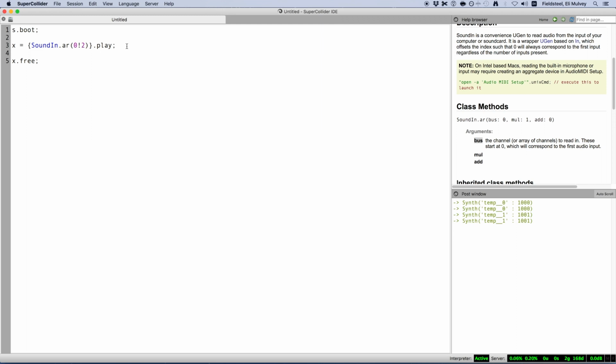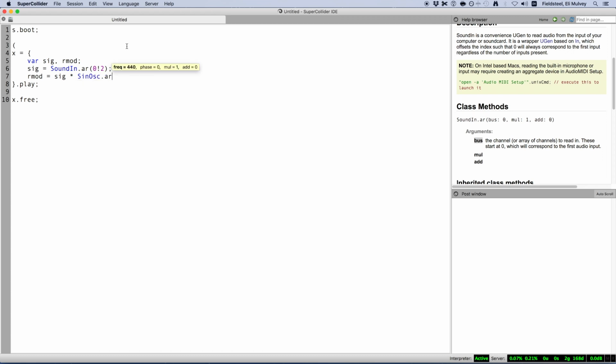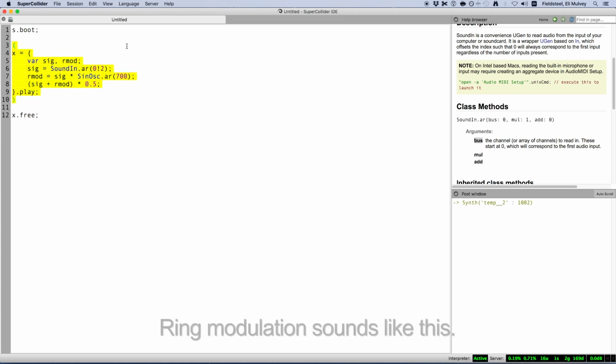So just to get the ball rolling with some signal processing, let's expand this function a bit and create a ring modulation effect. Ring modulation involves multiplying some signal by usually a sine wave, which is what I'm doing here, and then we'll use addition to mix the original signal with the modulated version, and we'll also reduce the amplitude by half to compensate. Ring modulation sounds like this.